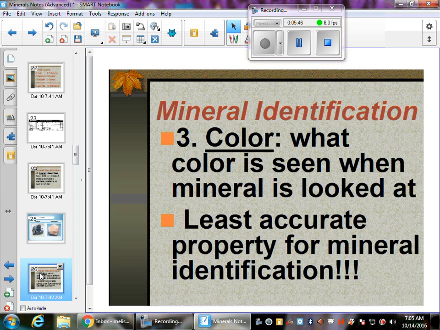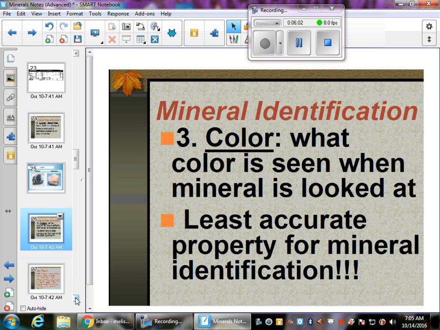The third property that we are going to look at for identifying minerals is color. Color is pretty straightforward: what color you see when you look at the mineral. This is the least accurate property for mineral identification, and there are two reasons for this. The first is that there are some minerals that can be many different colors. Quartz, for example, has multiple colors; you can find samples that are white, pink, purple. So it's not always easy to tell exactly what it is based off the color.